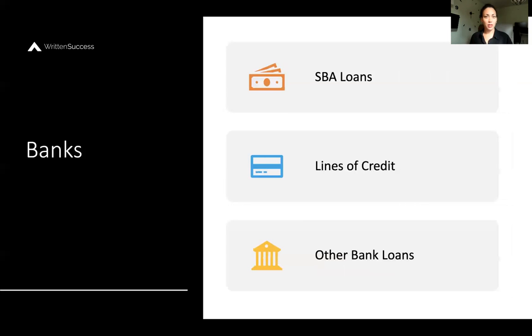If a bank loan is something that you've either already decided you think you want, or if you've been a little hesitant to go towards the banks, there are a lot of programs and loans.